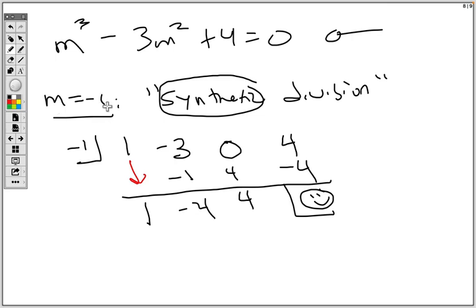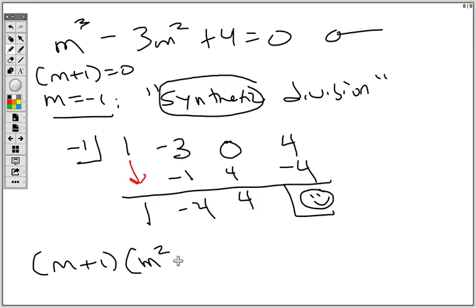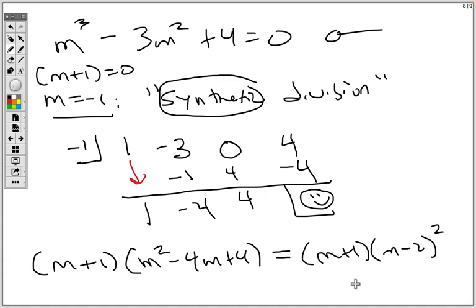So m equals -1, if that's an answer to setting this equal to 0, that means that m plus 1 must be one of the factors. So that's the factor theorem. And then what's left over here, the 1, -4, 4, that's the quotient polynomial. Now this is a quadratic, so we're good factoring that. And there it is. Okay, so this actually proves that m equals -1 and m equals 2 are the roots on this.